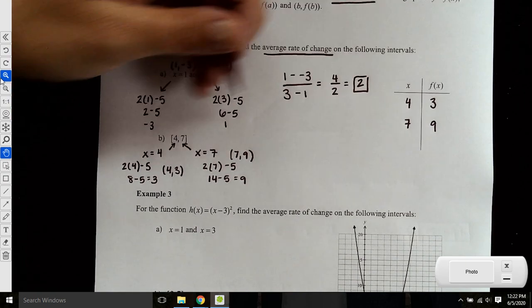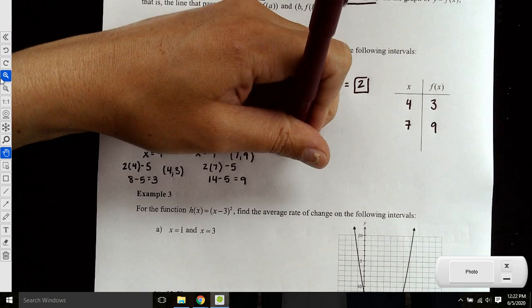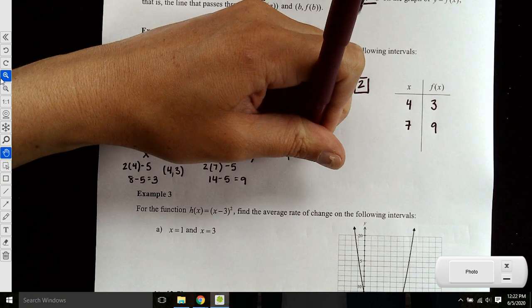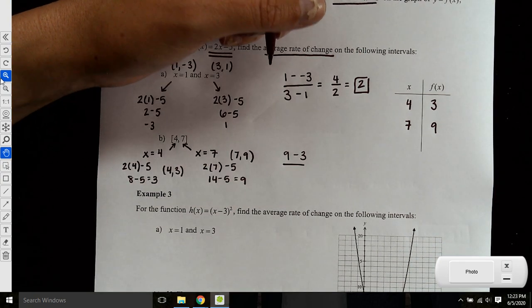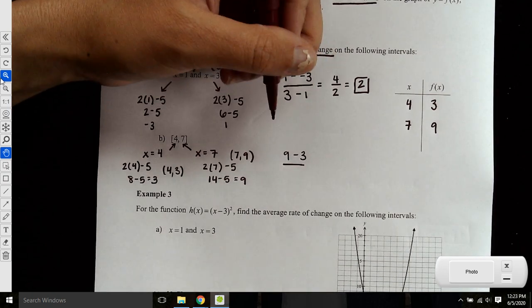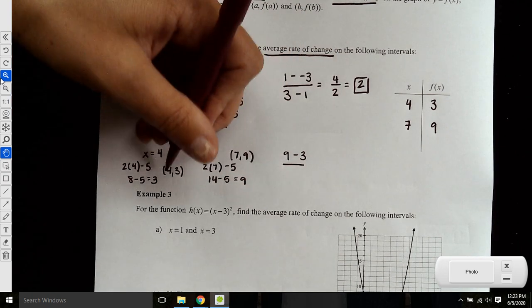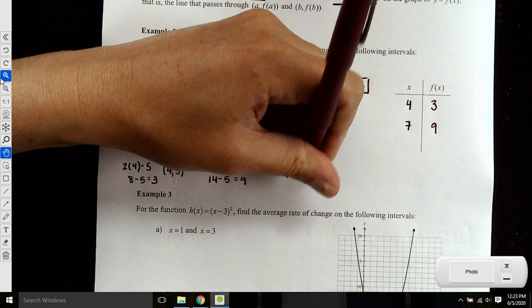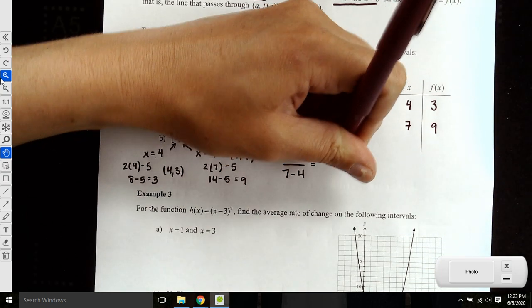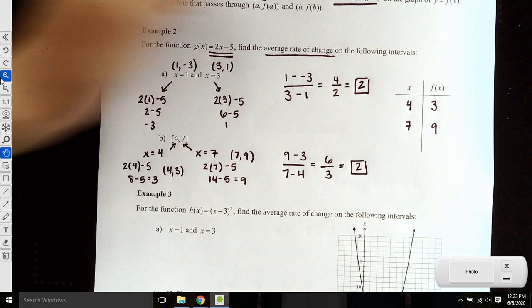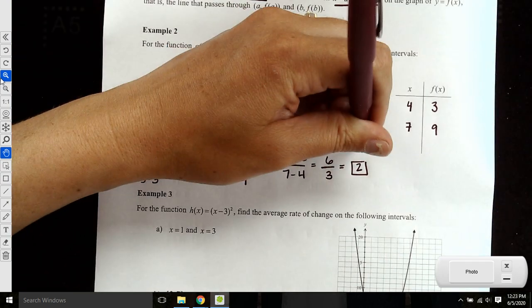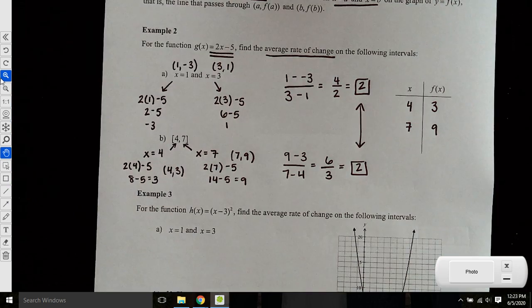So once I have those 2 points, now I can do 9 minus 3, so y minus y, or f of b minus f of a, over 7 minus 4. So that's going to give me 6 over 3, which is 2. So you notice that on both intervals, the average rate of change is the same.